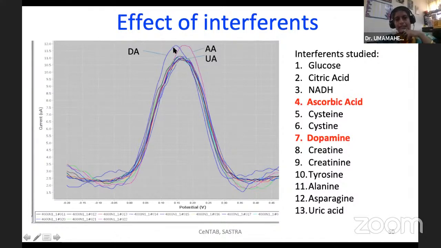Now, dopamine is a neurotransmitter that is not expected to be seen in our body fluid, so this probably is not going to be of much concern. But ascorbic acid shows an interference. That means there is an elevation in current. So we will have to work with a lot more real samples in order to see how this is going to affect the prediction accuracy.